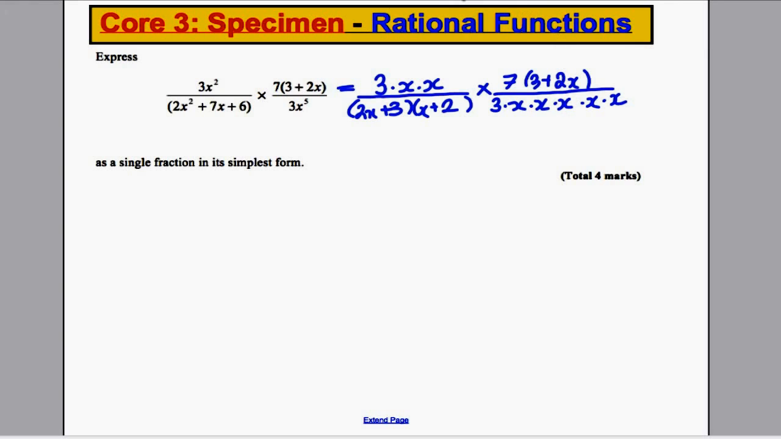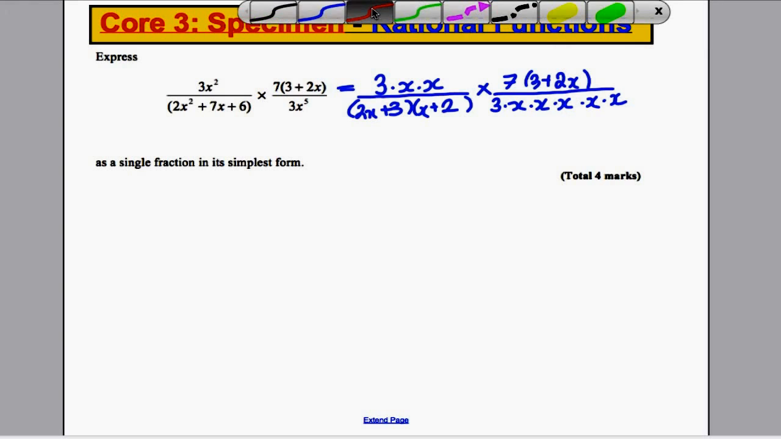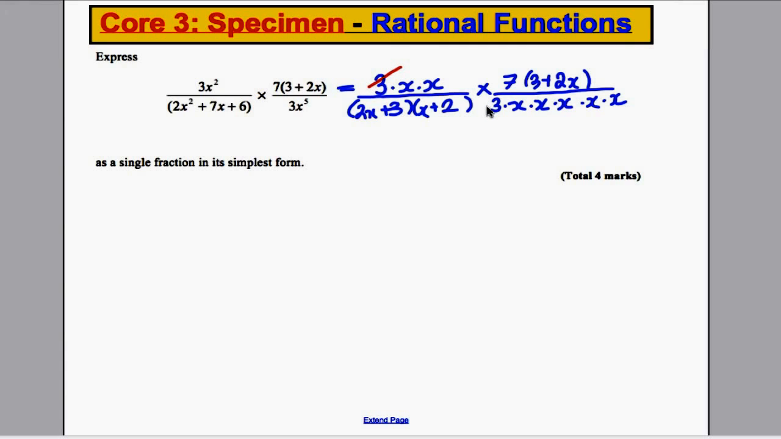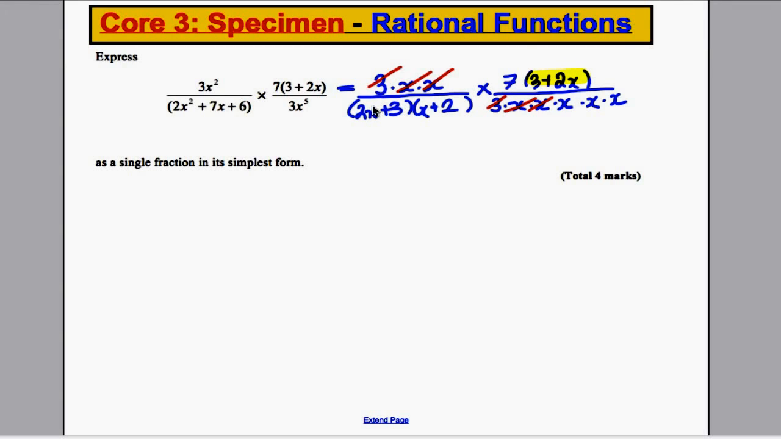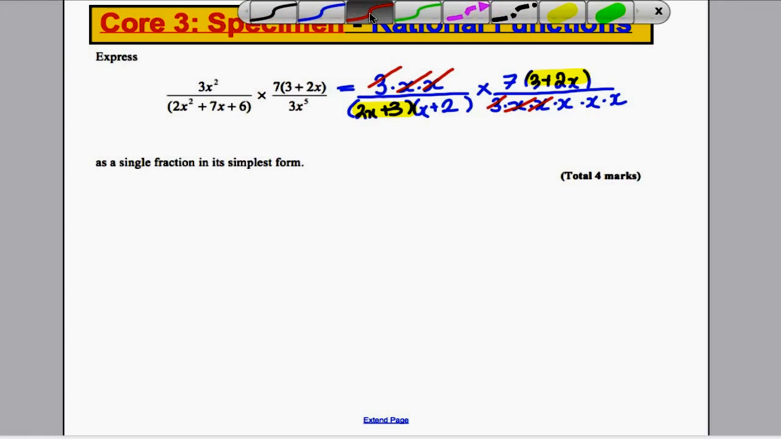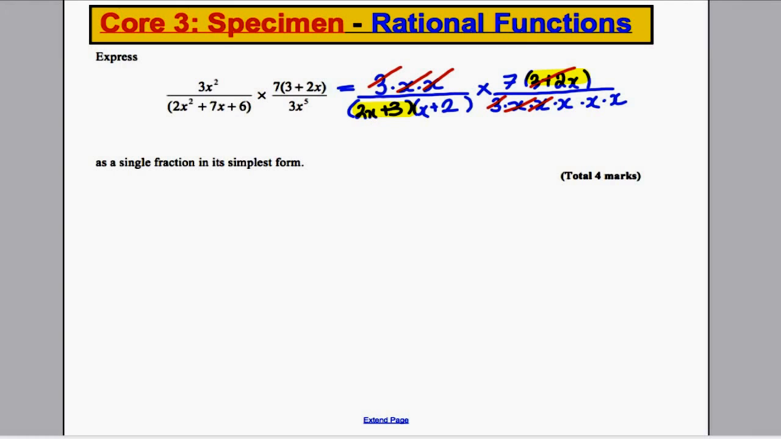Okay, let's cancel where possible. Now, firstly, the 3 on top here can cancel with that 3. 2 of the x's can cancel with 2 of the x's. 3 plus 2x, this here, there's a slight little trick in it. 3 plus 2x is the same as 2 plus 3x, because the order you add things doesn't matter. So these are in fact the same, and can be cancelled.